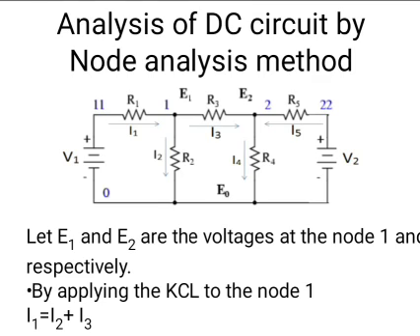In the circuit, let I1, I2, I3, I4, I5 be the branch currents of the respective elements. Let E1 and E2 be the voltages at node 1 and node 2 respectively. By applying KCL to node 1, that is the node at E1, I1 equals I2 plus I3.